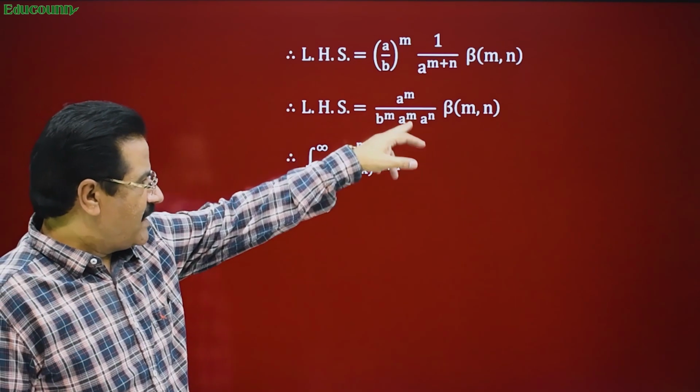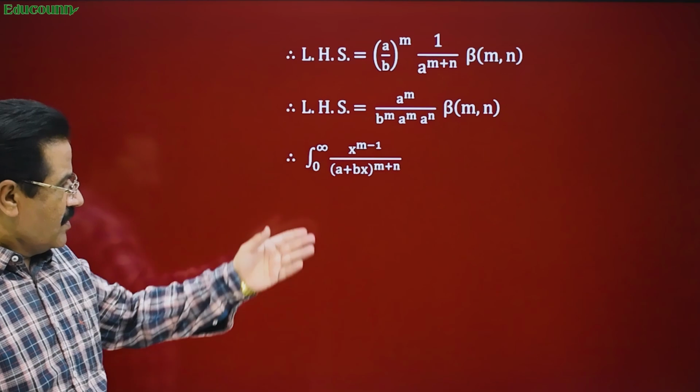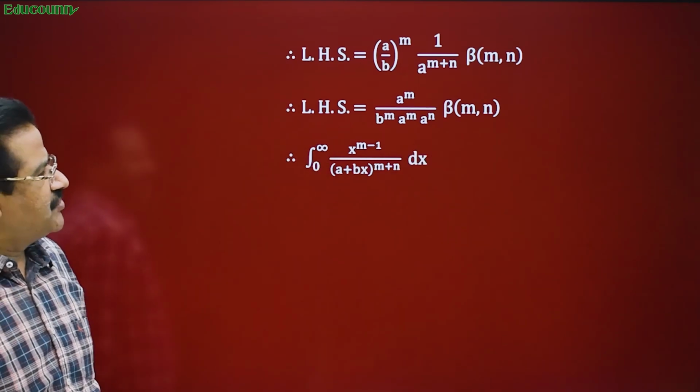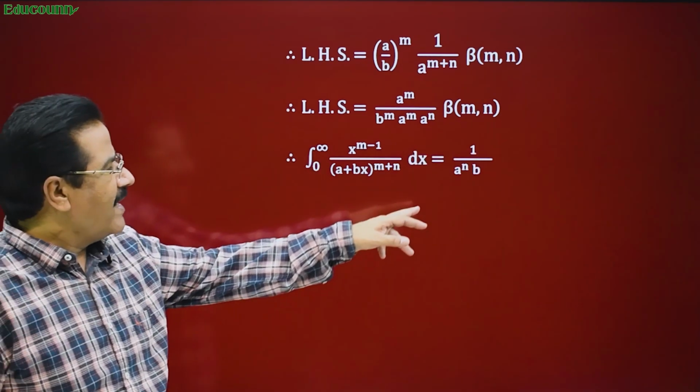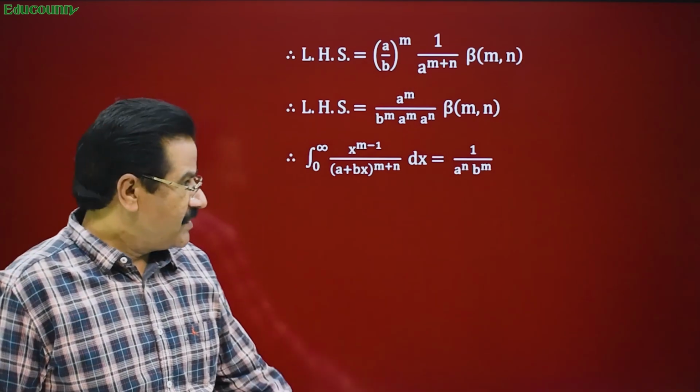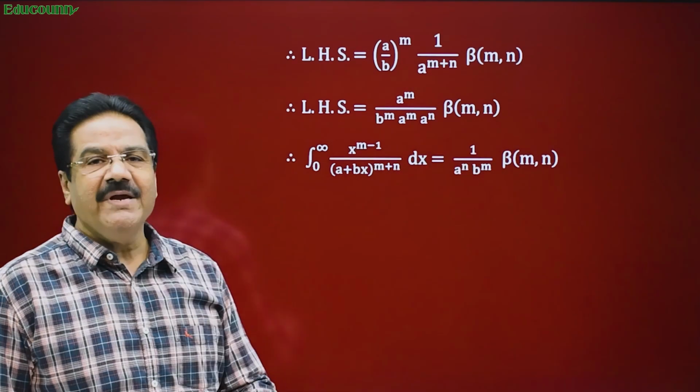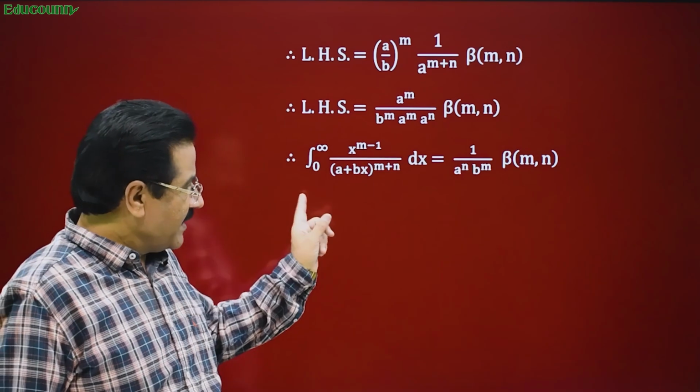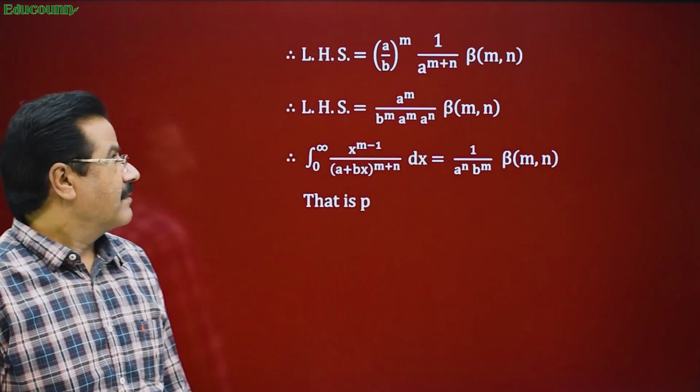Clearly we can see a raised to m gets cancelled. So LHS is replaced by the original question and that is equal to 1 upon a raised to n b raised to m multiplied by beta m, n. So in this manner we have proved this.